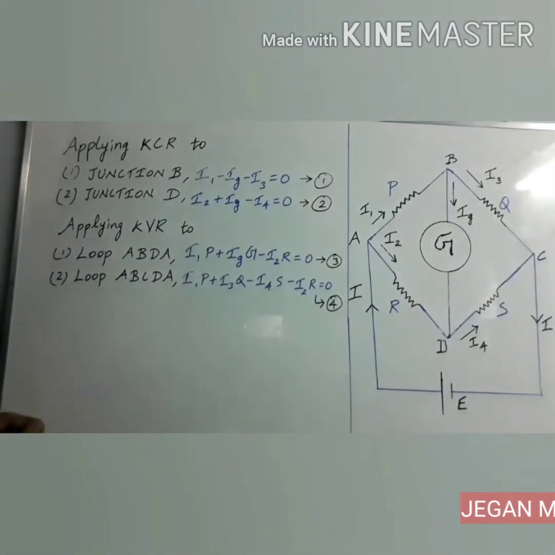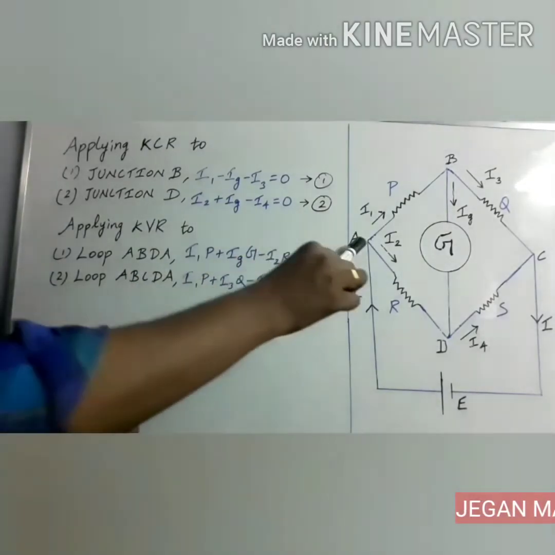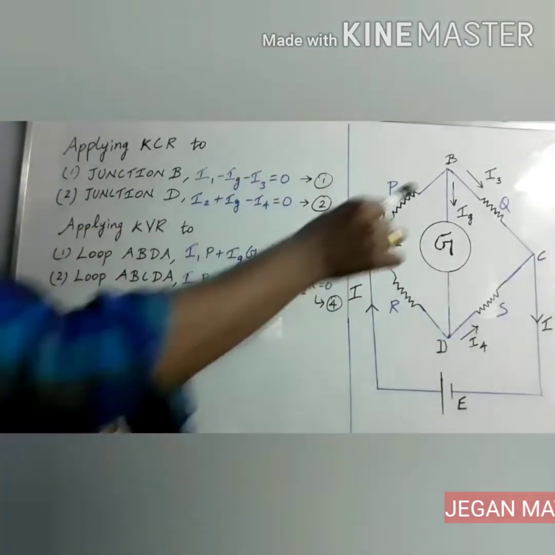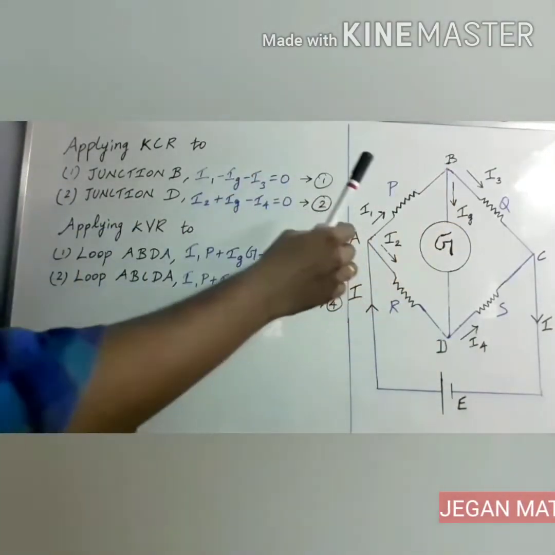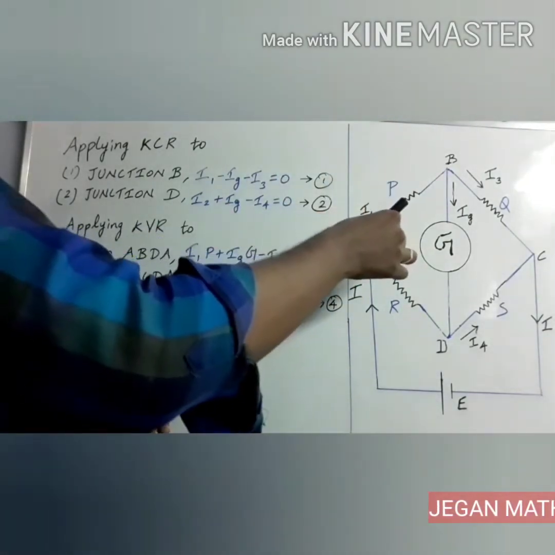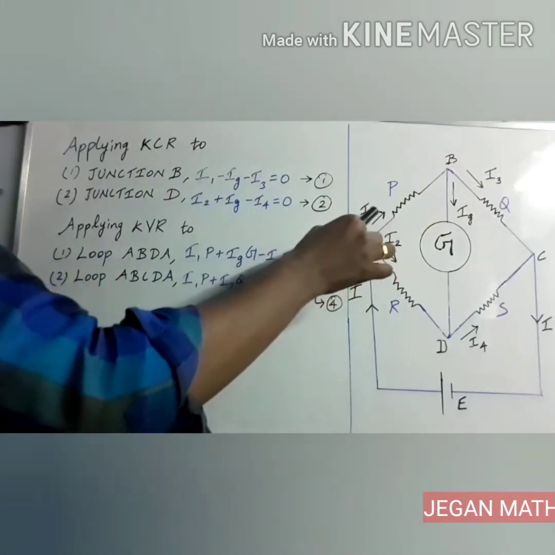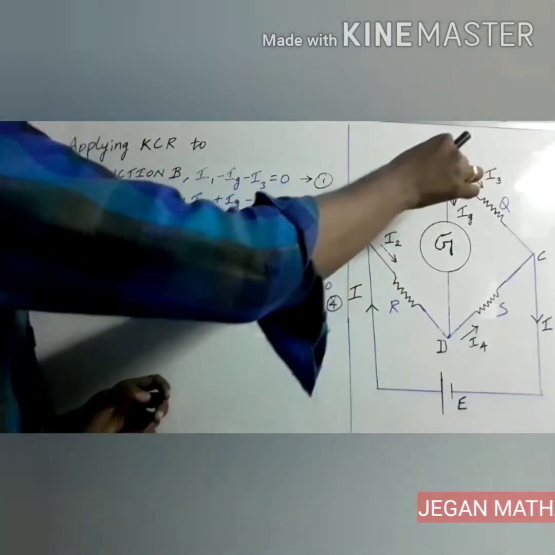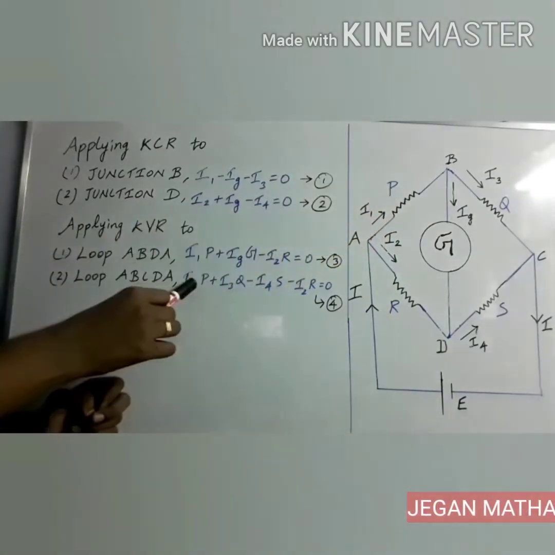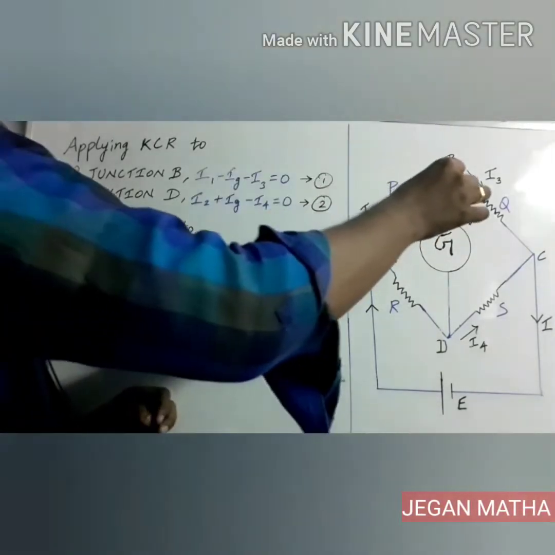Now we are going to take the loop A, B, C, D, A. Let us take the first part, A to B. In this part, we have to take the current I1 and the resistance P. The direction of the loop is A to B, and the direction of the current I1 is also the same, A to B. So I1 will get the positive value. So I1 into the resistance P, I1 P.